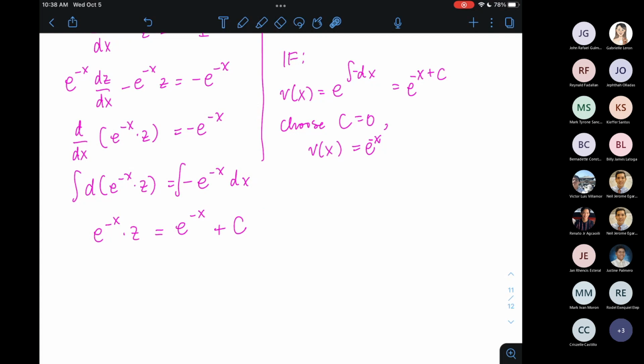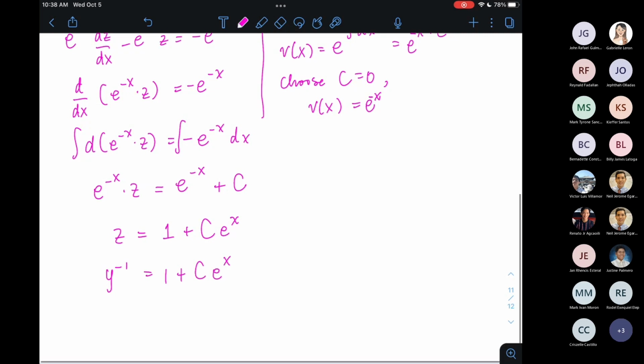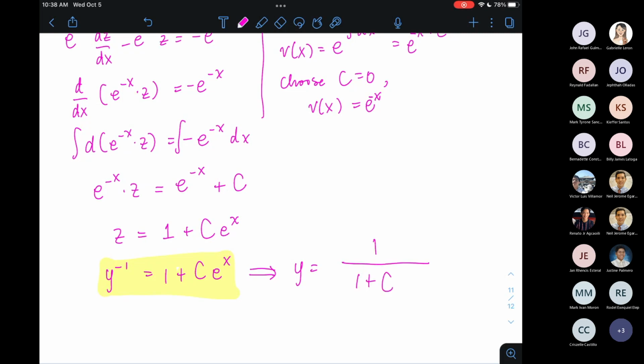Alright? Now, I want to isolate z, so I will multiply both sides by e to the power x. So this guy will be 1 plus c e to the power x. Sorry, e to the power x pala. All right. And then I'll revert to the original variable. So this is y to the negative 1 equals 1 plus c e to the power x. And then I can stop here and say this is my implicit solution. But if you want to get the explicit solution, you can write this as y equals 1 over 1 plus c e to the power x.